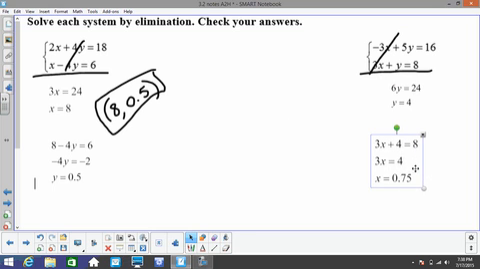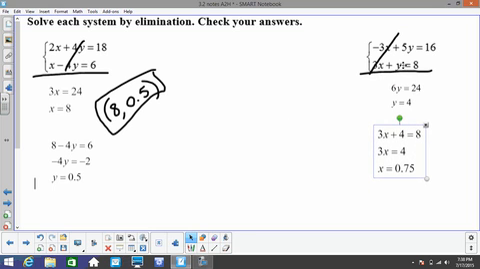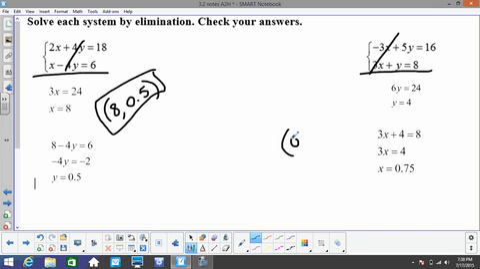I went ahead and plugged that into the bottom equation. Right there, 3x plus y. Instead of y, I wrote 4 equals 8. Subtract 4 from both sides, divide by 3. And as always, I want to make sure I give it as an ordered pair. 0.75. If you wrote 3/4, that would be perfectly acceptable. And there's my answer.